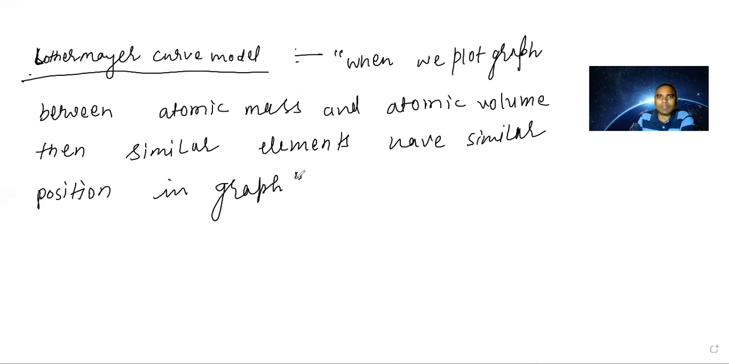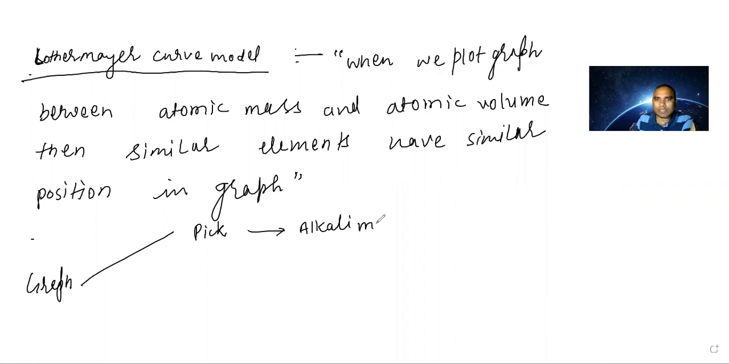Now, if you see, it means what? If you talk about the graph, how many things are there? First, there is the peak. Peak means all the alkali metals, and they are going to have similar properties. This is the first point.